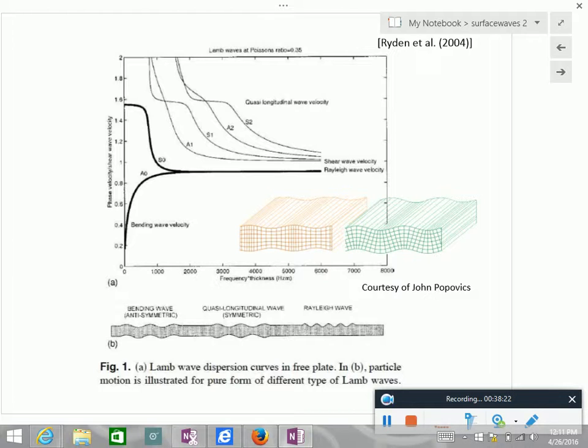Symmetric with respect to the half plane, a plane which goes through the middle of the plate, and this is asymmetric. And look at the Rayleigh wave in comparison, right? It's only on the surface. So these are called guided waves or Lamb waves, plate Lamb waves.